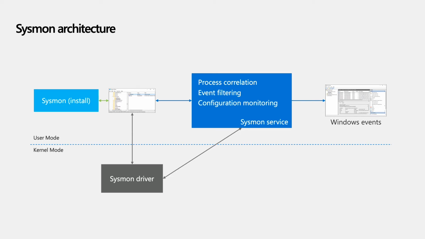Both the driver and the service collect information about the operating system, and all the events are sent to the service, where there will be process correlation and filtering. Once the events are filtered, they are saved into the Windows event logs for collection. The service also monitors if the configuration changed, so it can reload it and stay up to date without having to restart the service or the driver.